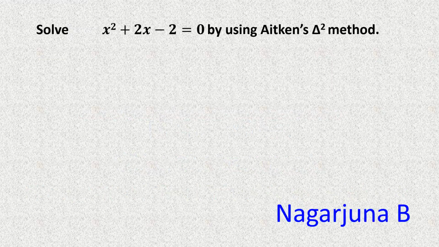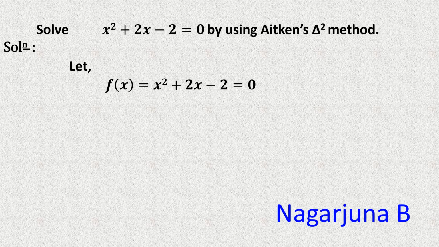Solve x square plus 2x minus 2 equal to 0 by using Aitken's delta square method. Solution: let f of x equal to x square plus 2x minus 2 equal to 0. So whatever given equation is there, that one we consider as f of x.